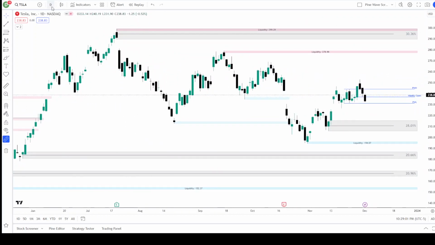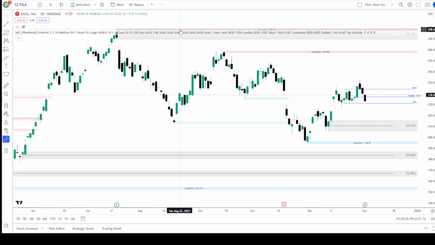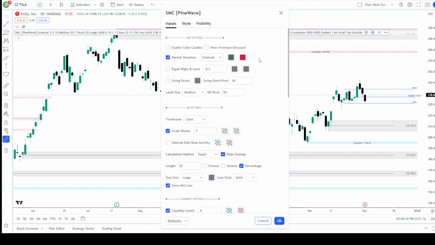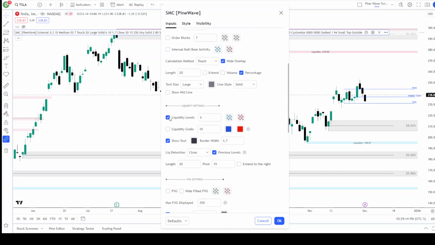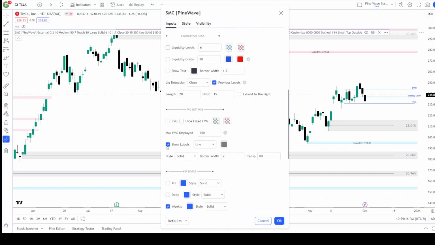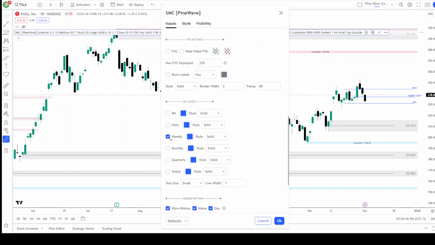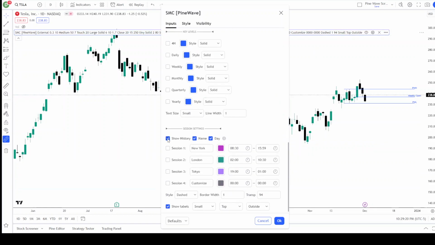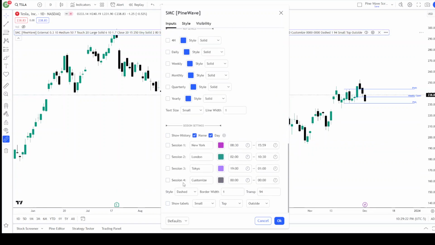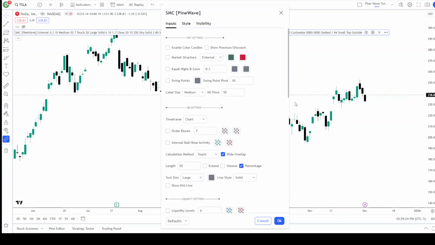Okay, so we're on a daily chart. All I have running is the Pinewave indicator, and we're going to go step by step through each setting. First, I'm going to turn everything off, and we'll show you exactly how this thing works. Okay, I have everything turned off. You can see on my chart back here, nothing's going on.